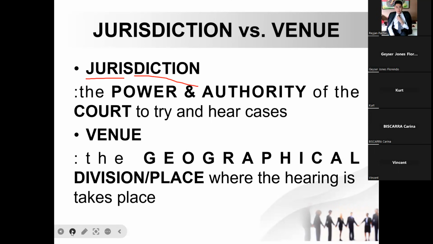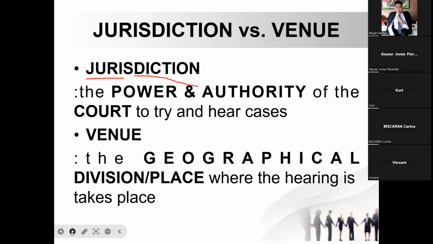Juris means law and diction means I speak. So that's why it is literally defined as the I speak of law. So yan yung tinatawag natin na jurisdiction. So from the word itself, I speak of law. So ibig sabihin, it is the innate power. Again, pag sinabi natin jurisdiction, it is the innate power and authority.